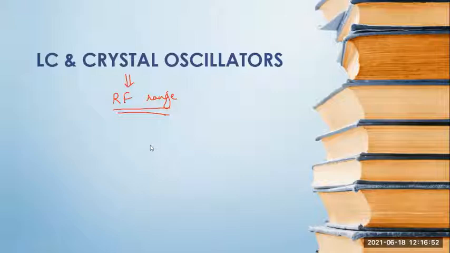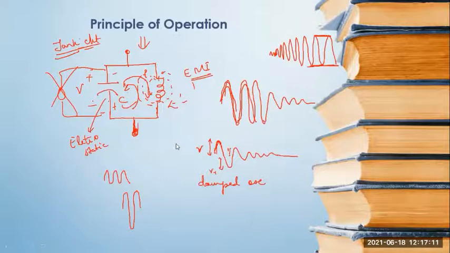So let's continue our discussion about oscillators. We were trying to discuss LC and crystal oscillators yesterday towards the end. I told you both these are used in the radio frequency range of operation. Both these oscillators are used for the radio frequency range. And we were discussing the basic principle of operation of these LC oscillators.